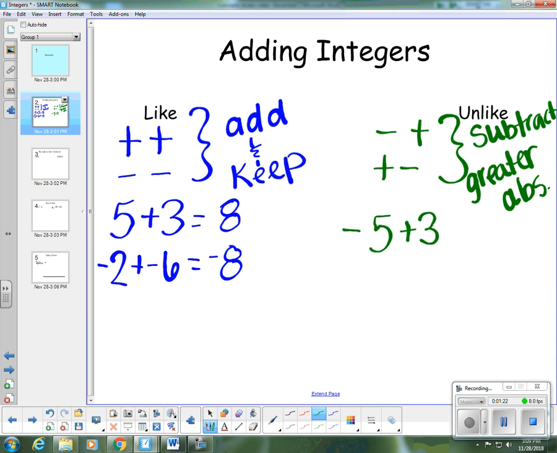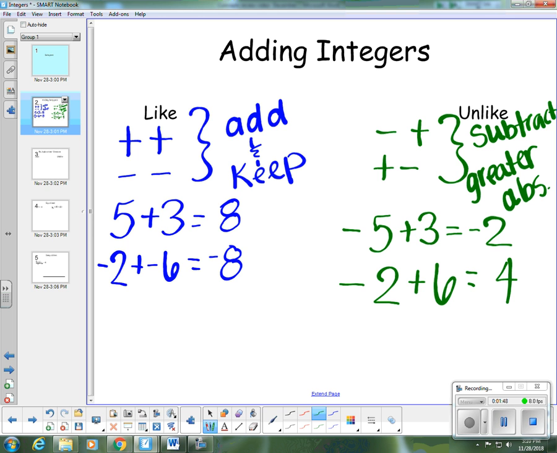So we're going to subtract these two. 5 minus 3 is 2. We're going to keep the sign that's farther away from 0. The farther away from 0 is the negative. Let's do another one. Let's do negative 2 plus 6. So our rule is to subtract. 6 minus 2 is 4. And keep the sign of the greater absolute, so we're going to keep it positive.